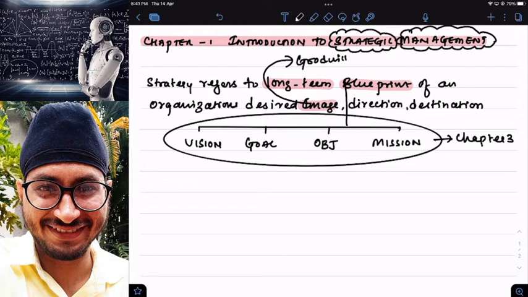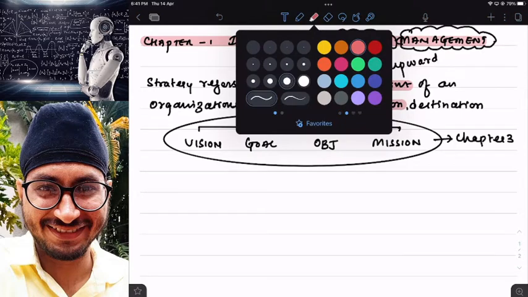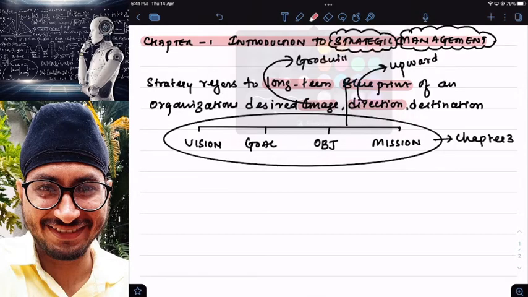Then desired direction. Sir, there are two directions, upward and downward. Obviously, every company wants to go to which direction? Upward direction. And destination. Let us take an example of destination: every company wants to become what? Number one. That is an example of what, sir? Destination. What is strategy, sir? It is nothing but long-term blueprint of an organization's desired image, desired direction, desired destination.